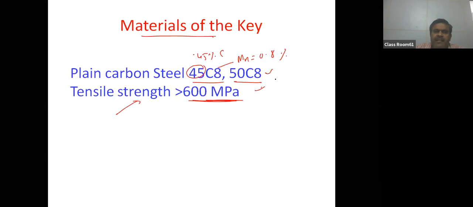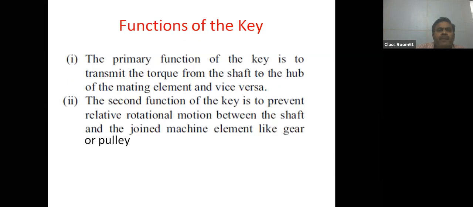So again, it is a ductile material. Keys are made of ductile material. So for design, we have to consider shear stress and whatever stresses are coming on the key, we have to take care of that. So these are the functions of the key.